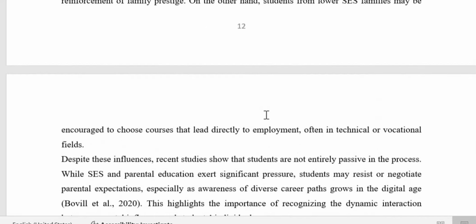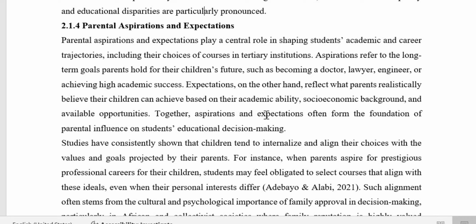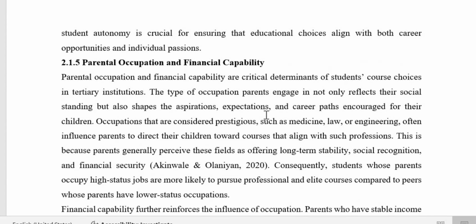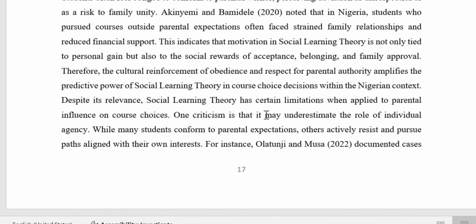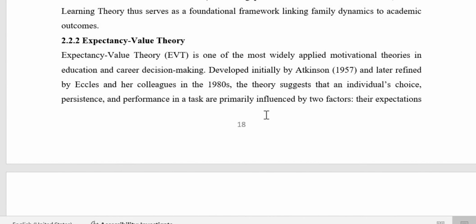Let's move on, I don't want to waste much of our time. Let's move on to the theoretical review. You can see this parental aspiration and expectation. It's a concept that you need to explain that is closely related to what the topic is talking about. Let's move on. We have parental occupation and financial capability. I've explained that. So then we move on to theory. What are the theories? We have expectancy value theory. Yes, expectancy value theory. These are the theories that will be explaining the independent variable. Then the empirical review, I've explained that to you in the other topic.